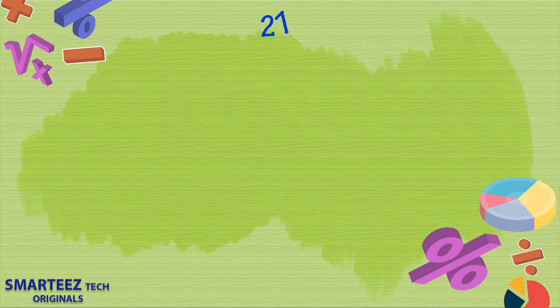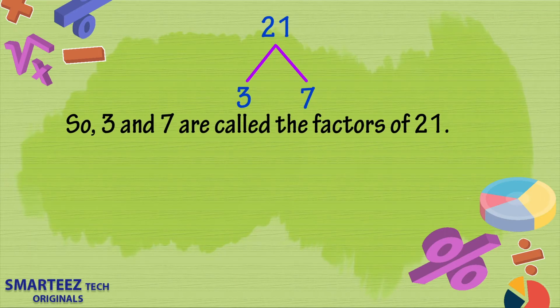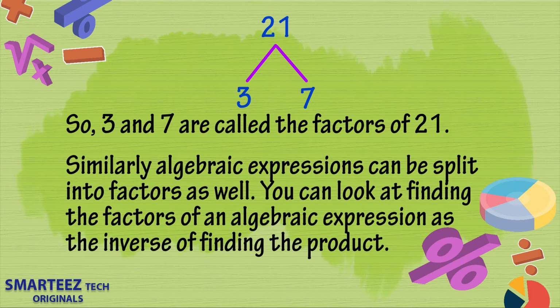Let's take the number 21. We can write 21 as a product of 3 and 7. So 3 and 7 are called the factors of 21. Similarly, algebraic expressions can be split into factors as well. You can look at finding the factors of an algebraic expression as the inverse of finding the product.